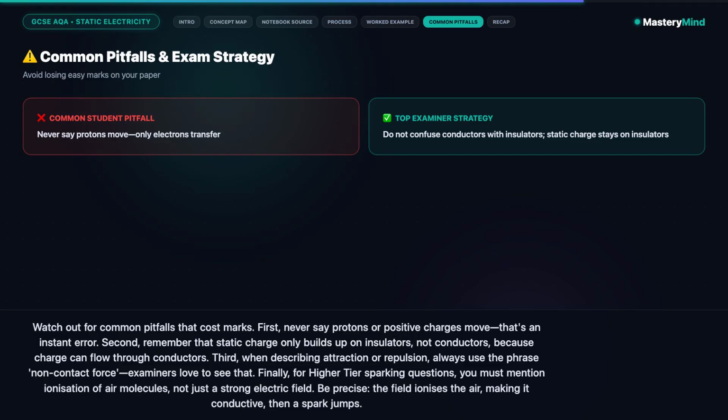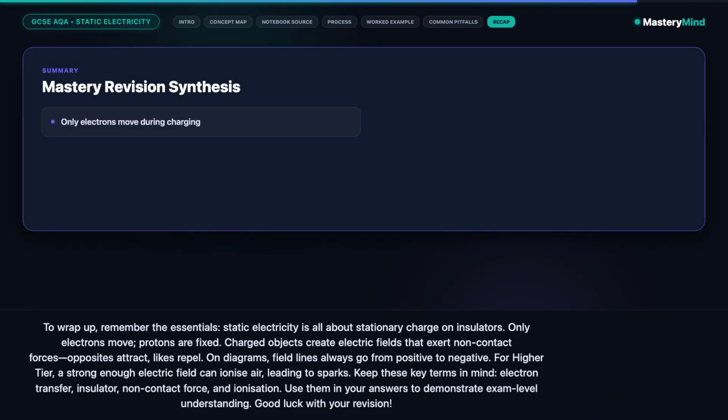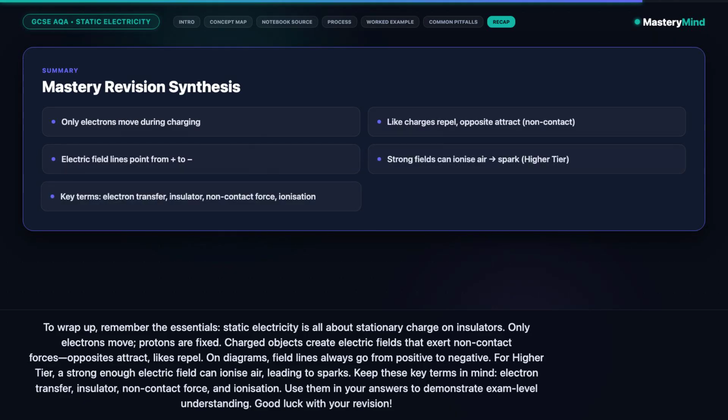Finally, for higher tier sparking questions, you must mention ionization of air molecules, not just a strong electric field. Be precise: the field ionizes the air, making it conductive, then a spark jumps. To wrap up, remember the essentials: static electricity is all about stationary charge on insulators. Only electrons move, protons are fixed.